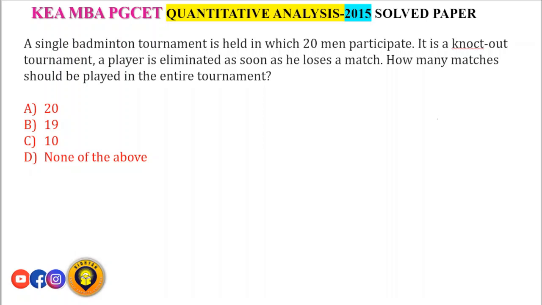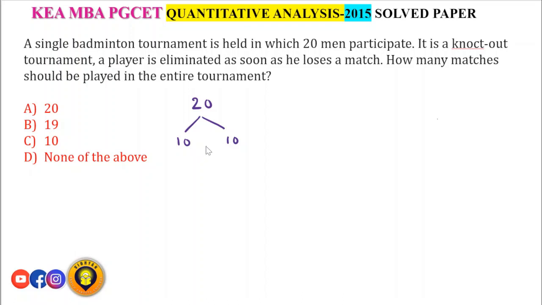A single badminton tournament is held in which 20 men participate. It is a knockout tournament. A player is eliminated as soon as he loses a match. So how many matches should be played in the entire tournament? So there are 20 men, right? First 10 games will be played, because one person plays against another person. Got it? Because in each game there are two persons. So of 20 men, first 10 persons will play against another 10 persons, which means 10 games are played.